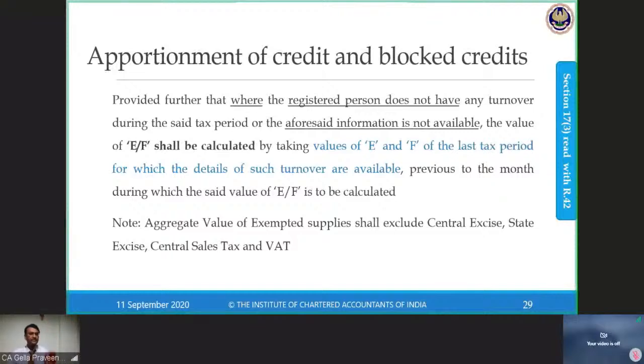So what they're saying is, you take every month your total turnover for that particular tax period. What is your exempt supply? What is your taxable supply? Both put together is called your total turnover. So my denominator is total turnover, the numerator is your exempt supply. This I apply on my common credits. When I apply, I get something called ineligible credits. Now, while doing this, they say there could be a possibility.